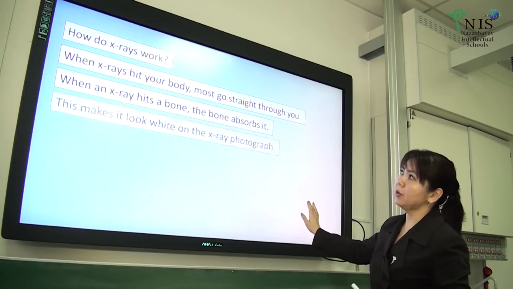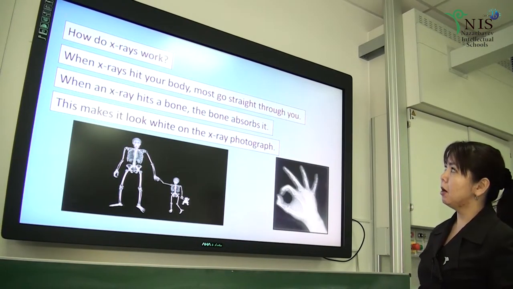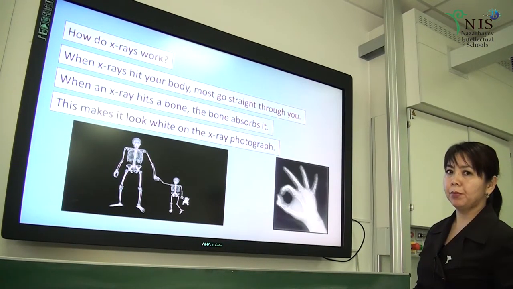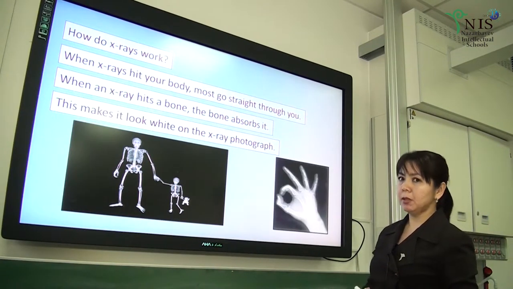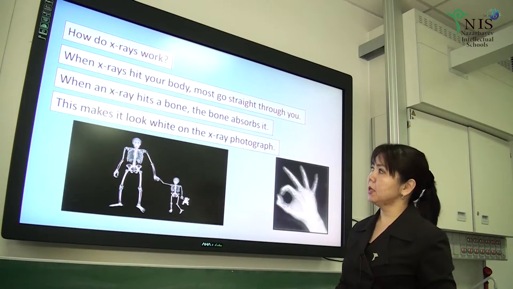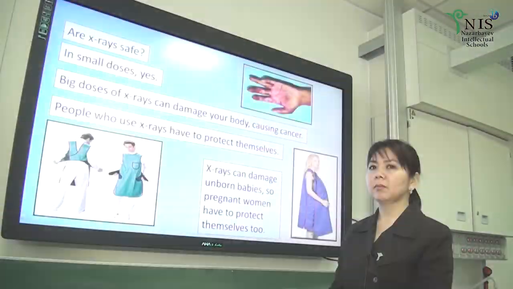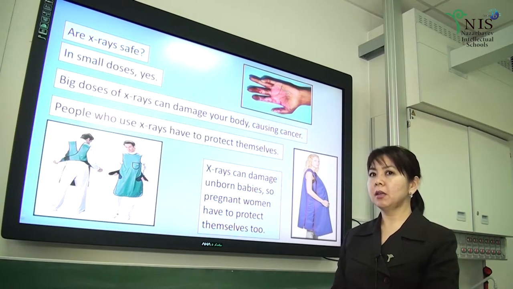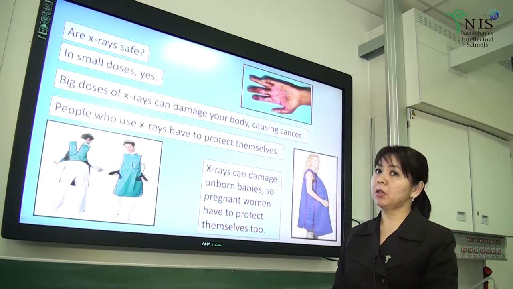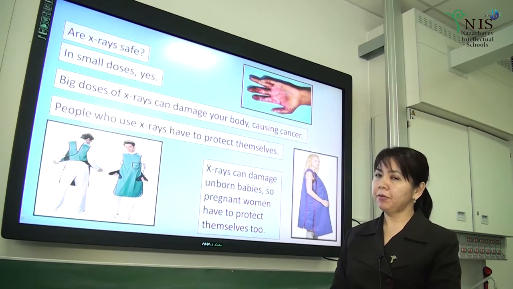So let's see how X-rays work. When an X-ray hits your body, most goes straight through you. When an X-ray hits a bone, the bone absorbs it. And this makes it look white on the X-ray photograph. Conclusion: X-rays from one side have a negative consequence, from another side are useful. They are used in medicine. Question: are X-rays safe?